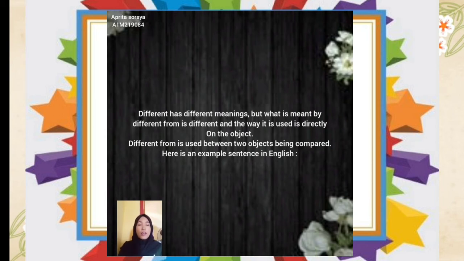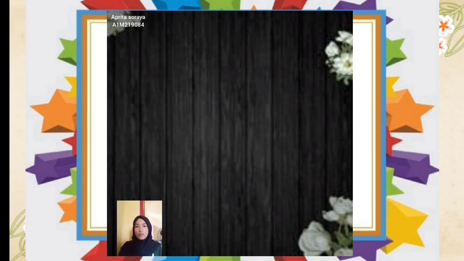Here is an example sentence in English. Number one, that book is different from this one. And number two, my school is different from yours. Number three, my picture is different from what they say. And number four, what you think is different from what I feel. And number five, their clothes are different from ours.